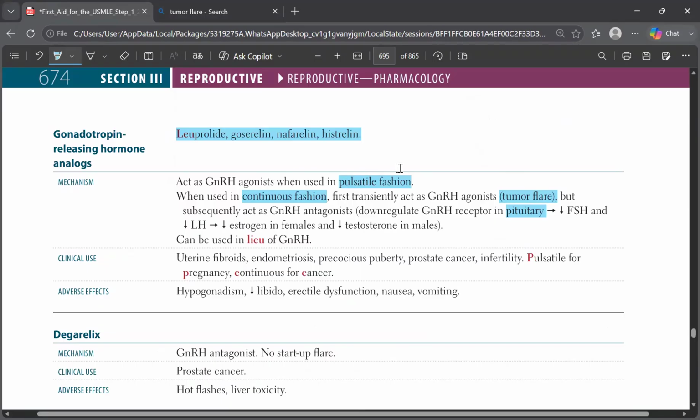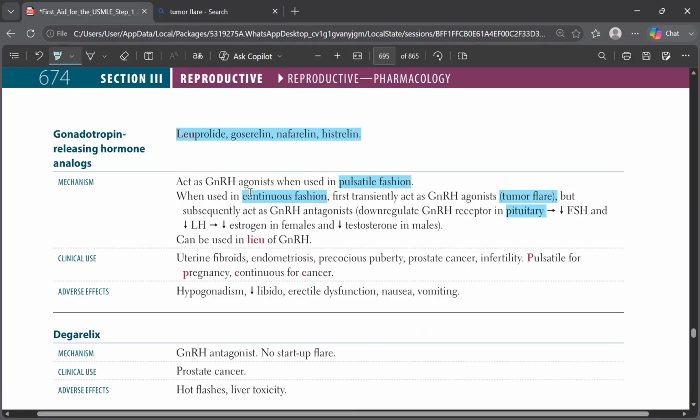Pulsatile fashion would be to give the agonist according to the release of gonadotropin-releasing hormone in a wave-like or pattern-like manner, because the hypothalamus does not secrete gonadotropin-releasing hormone in a continuous manner. It does so in a pulsatile fashion. So if you give these analogs in a pulsatile fashion, they're going to act as agonists.